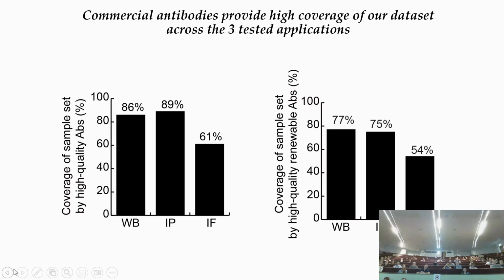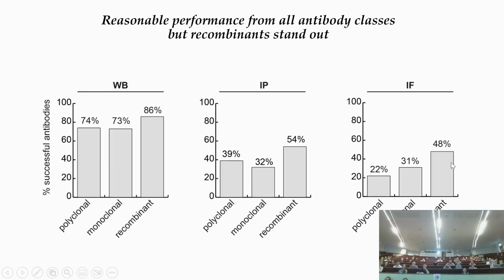So the good news is, how many of those targets are covered by at least one antibody that we say works? We try not to use that word too much, but for this kind of data, you have to draw some conclusion. So in Western blot, we could find an antibody that recognized the target for 86% of the targets, 89% for IP, 61% for immunofluorescence. Not too bad. And if we looked at the renewables, monoclonals or recombinant renewables, the numbers were still pretty darn good, 77, 75, and 54%.